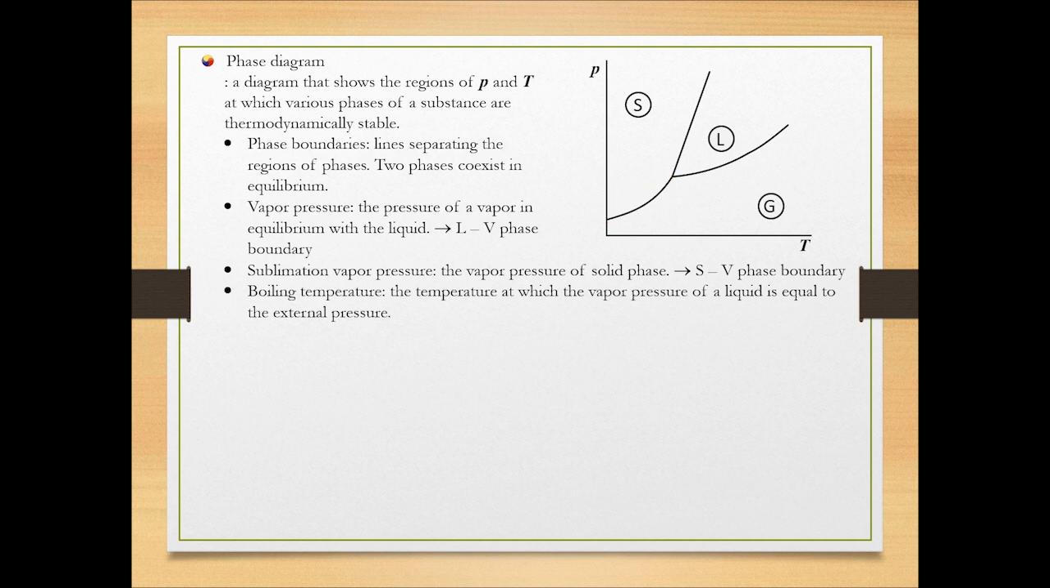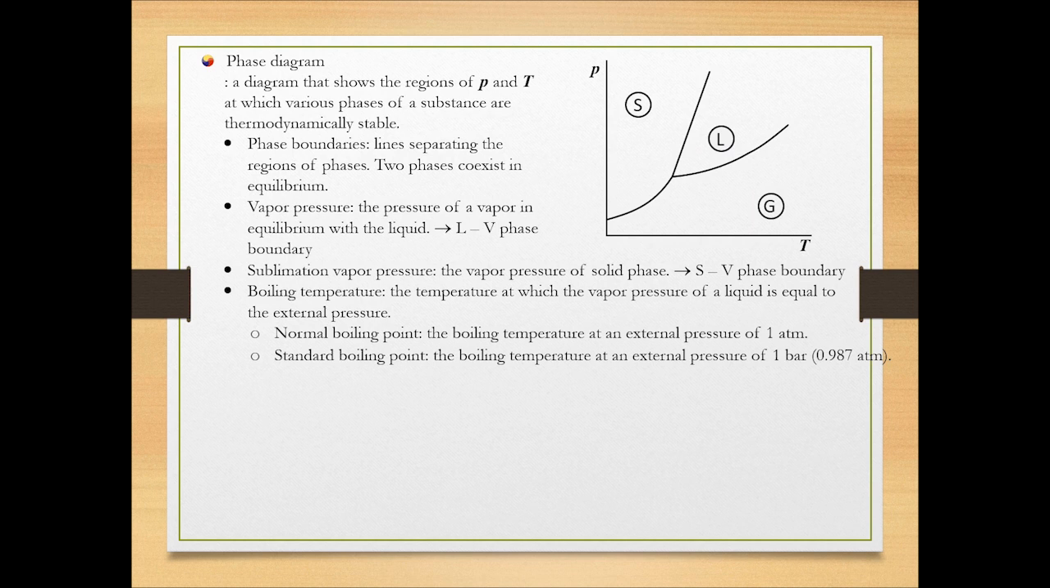Boiling temperature is the temperature at which the vapor pressure of a liquid is equal to the external pressure. It is represented by TB on the phase diagram. The boiling temperature at an external pressure of 1 atm is specifically called the normal boiling point, and the boiling temperature at an external pressure of 1 bar is specifically called the standard boiling point.